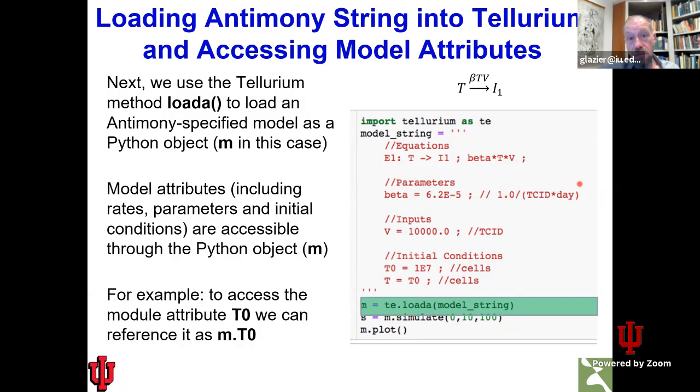All of the attributes of our model are available using standard Python syntax in the object M. So if I want to know how much virus I have, if I've loaded my model in, m.V returns the amount of virus. m.t0 returns t0. m.T returns the amount of susceptible cells. m.I1 would return the number of infected cells. So it's a very simple way of referencing between the Antimony model and the Python.